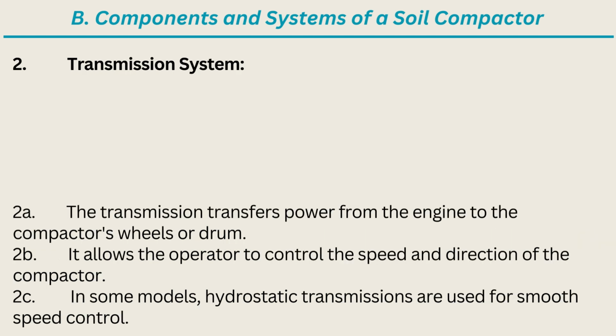2. Transmission system. 2A. The transmission transfers power from the engine to the compactor's wheels or drum. 2B. It allows the operator to control the speed and direction of the compactor. 2C. In some models, hydrostatic transmissions are used for smooth speed control.